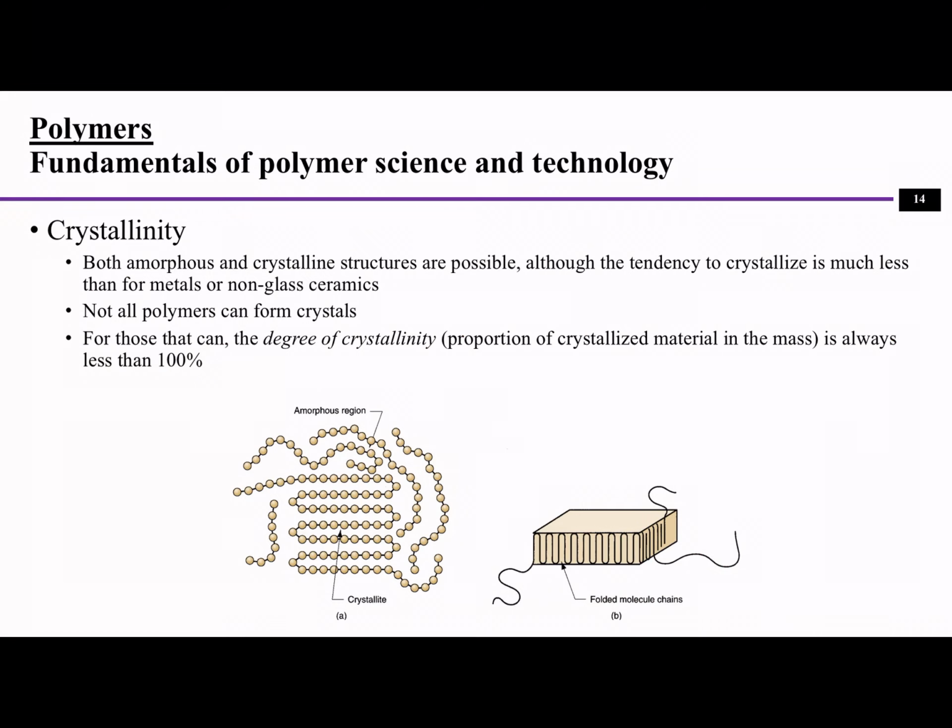So crystallinity. Both amorphous and crystal structures are possible in polymers. Because they're not metals, their crystalline structure is less likely, or the amount of crystalline structure is less than in metals or ceramics. And not all polymers can form crystals, and a lot of times even when they form some crystals, it is only part of the structure, right? So part of the structure has this crystal structure.